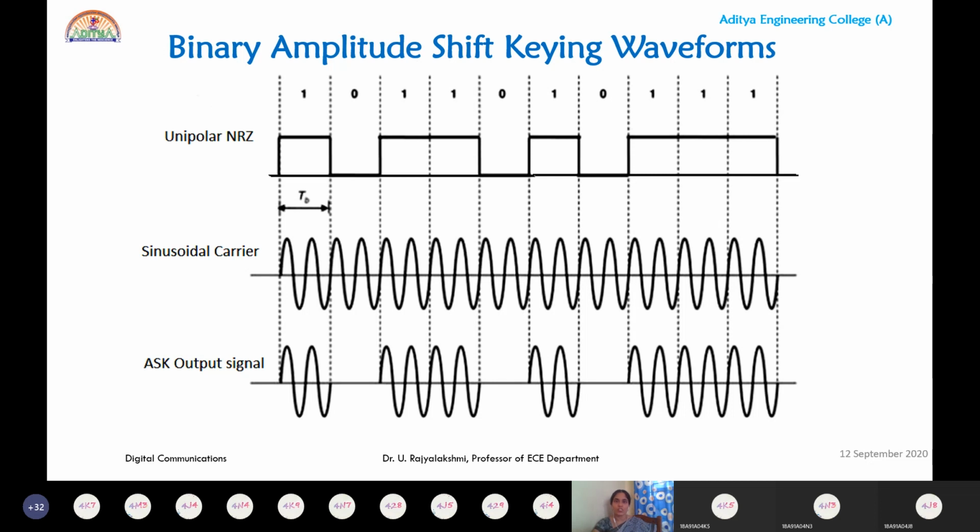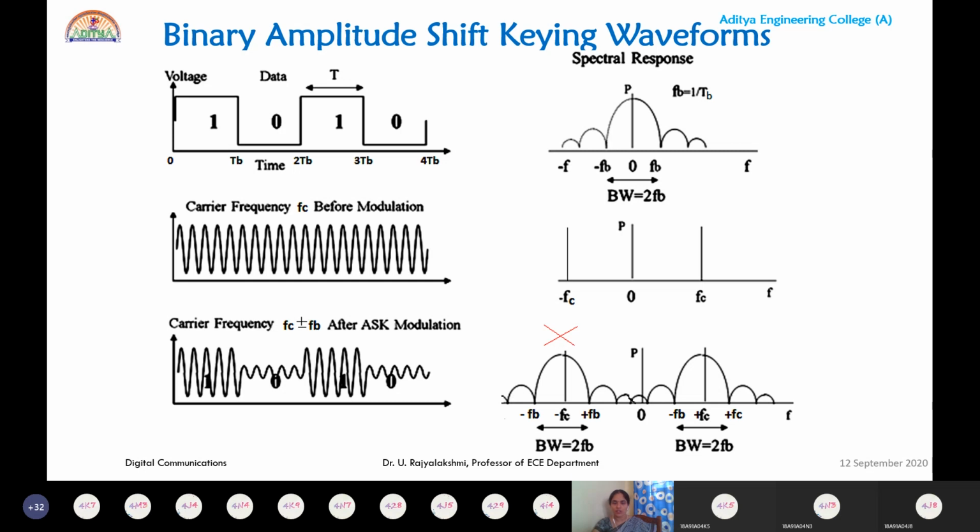You can see the spectral response in the next slide. Please observe the spectral response of the input signal. What is the time interval of a particular bit? It is T_B. Please observe, you have two columns here. The first column represents the time representation, or the signal variation with respect to time. And the second column figures represent the spectral response of the corresponding waveforms shown in the left column.